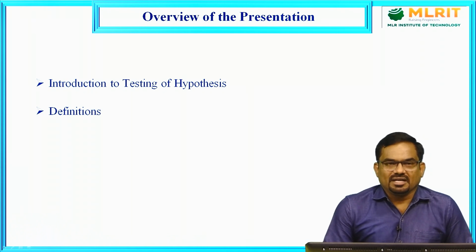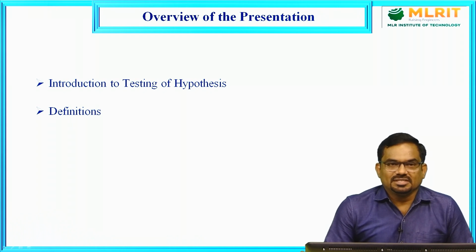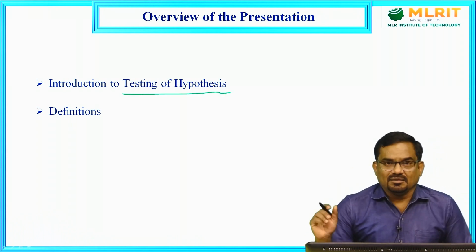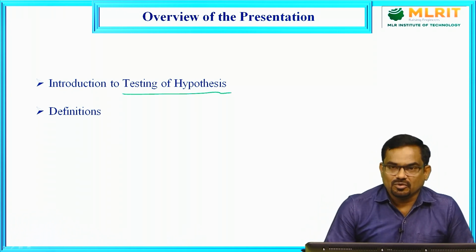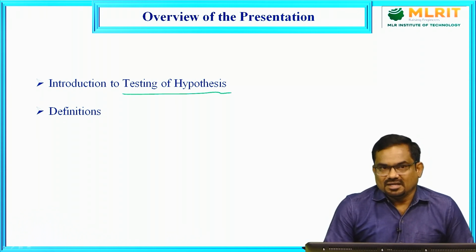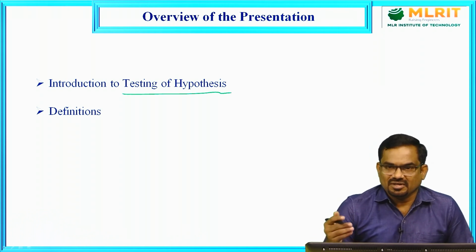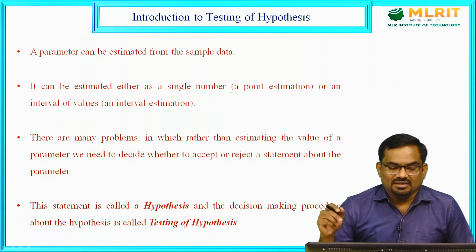As an example, a company manufactures televisions and the manufacturer claims that on an average his product works for 10 years. Now we can test the claim of the manufacturer using this testing of hypothesis. Hence, the testing of hypothesis plays an important role in various fields to test the quality of the products manufactured by industries. And next I will discuss the definitions which are required to test a particular hypothesis.